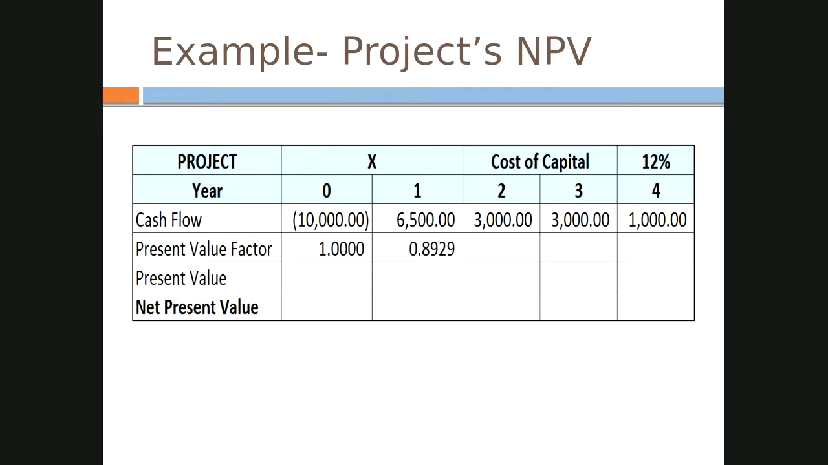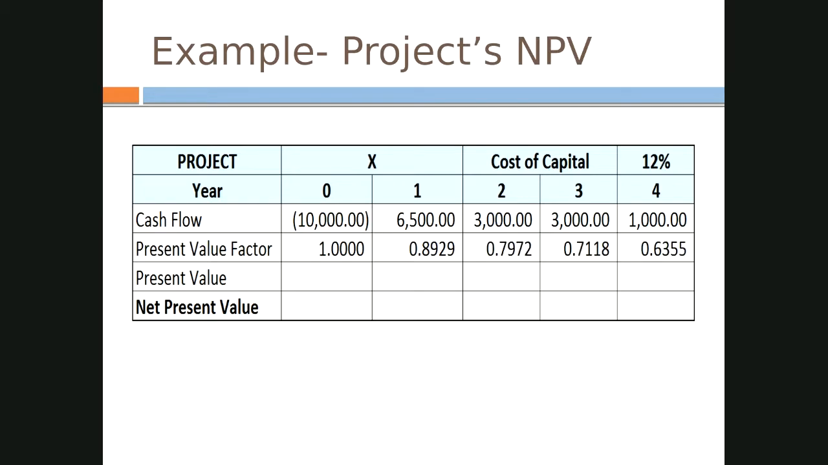0.8929. Sige nga class, try to compute kung makukompute nyo ito. 0.8929. Yes, sir. Makukompute ha? Sigurado. Sige. So, meaning, for period 2, for this 3,000, that will be 1 plus 12% raised to negative 2. Di ba? So, anong sagot nyo dun sa 1.12 raised to negative 2? 0.7972. So that is correct. So at least naintindihan naman.